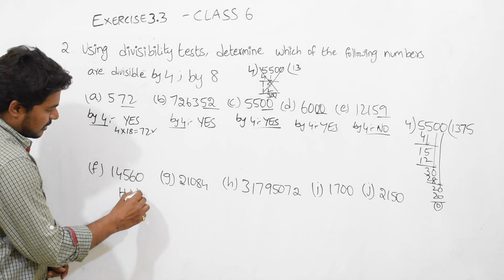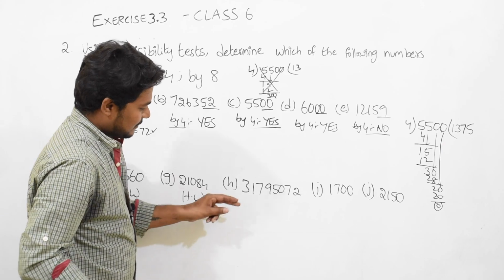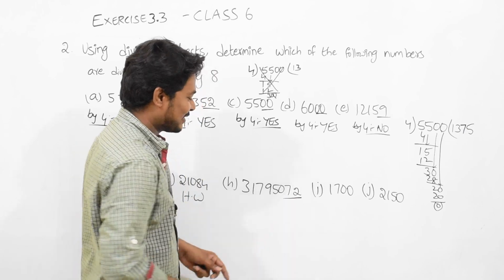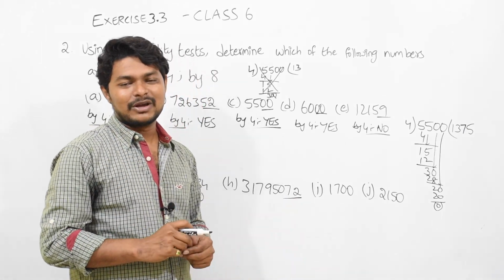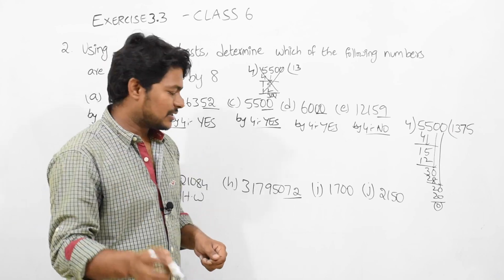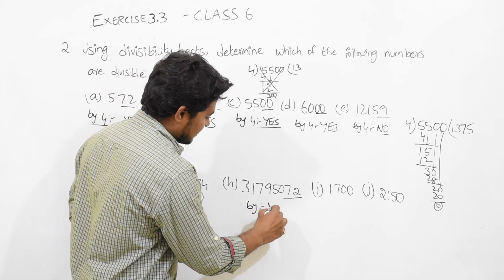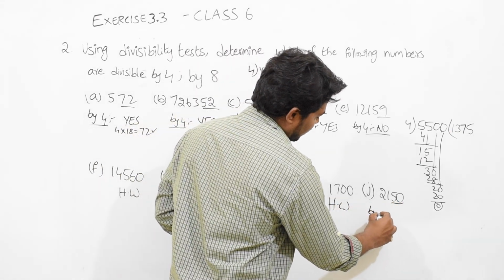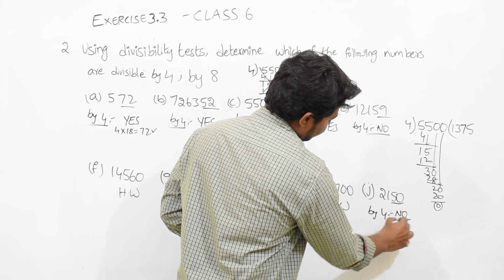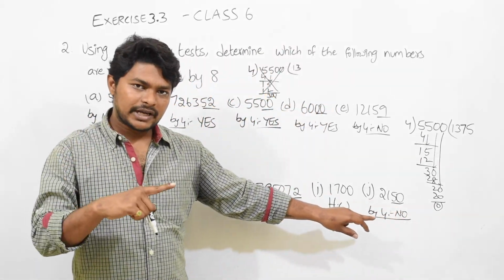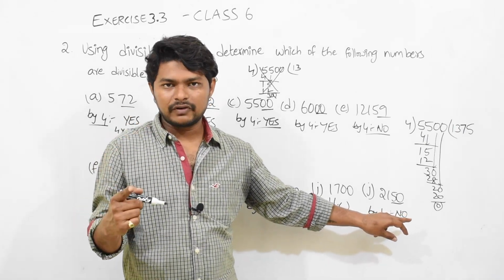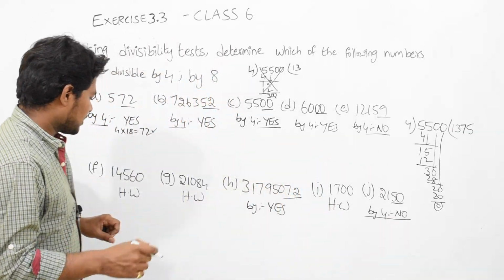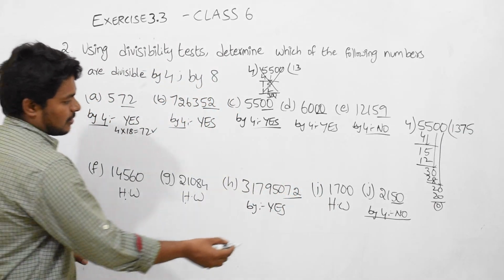Then this is homework. This seems to be a big number, but no matter, we want only these two digits. 72 is absolutely divisible by 4. Why? Because 4 into 18 is equal to 72. By 4 it is yes. This is homework. Here 50, by 4 it is no. Why? Because 4 into 10 is 40, 11 is 44, 12 is 48, 13 is 52. So 50 is not coming. So it is no. Here what is the homework? This and this, right? This also.